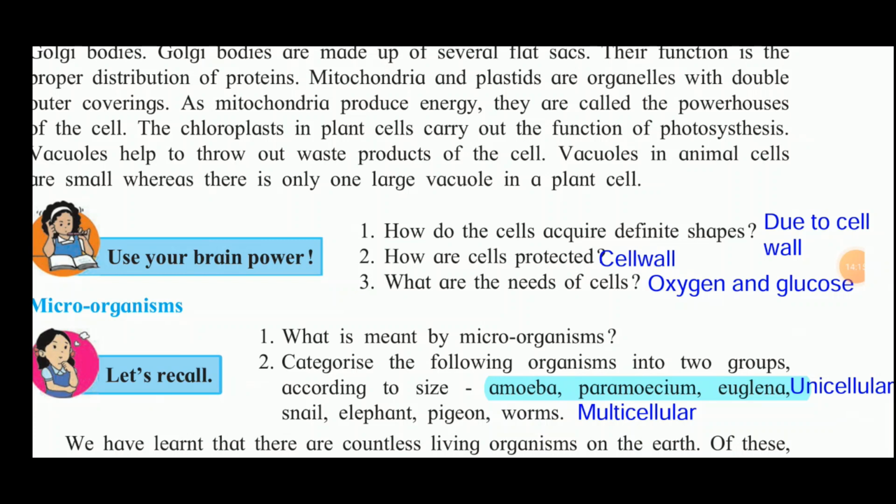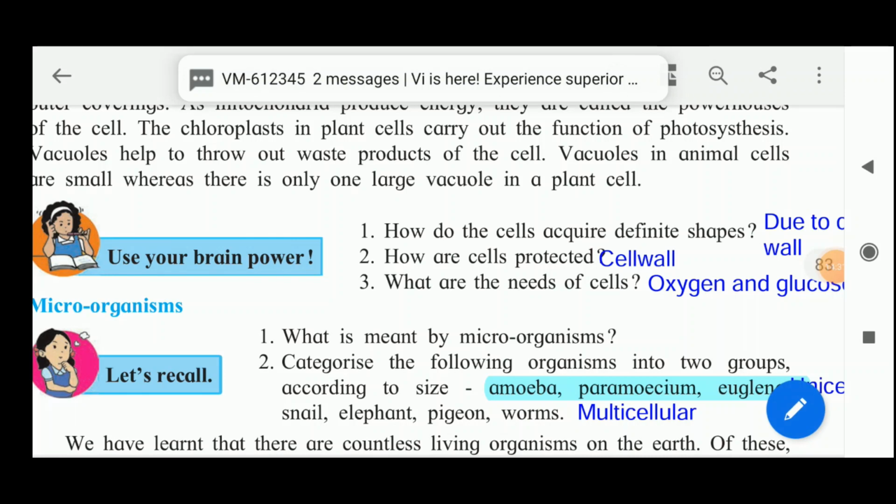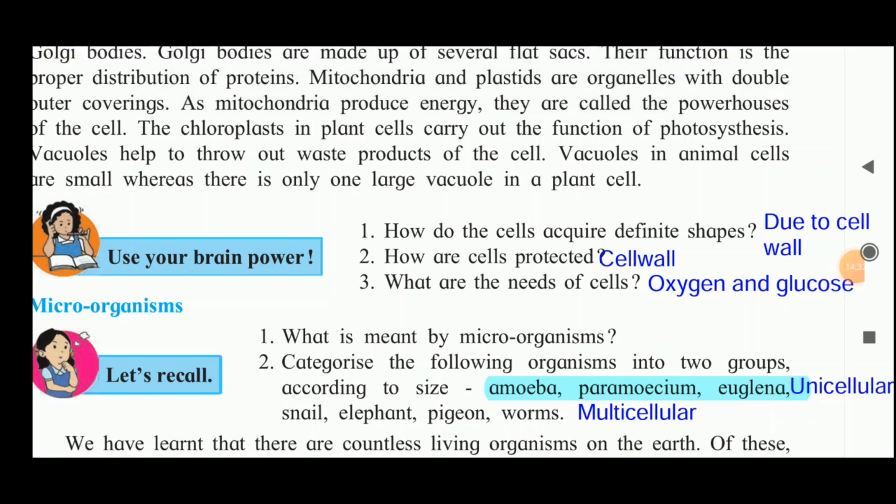Now the question is, how do the cells acquire a definite shape? The cells acquire a definite shape due to the cell wall and the cell membrane. Now how are the cells protected? The cells are protected by the cell wall in a plant cell and the cell membrane in an animal cell. Now what are the needs of the cell? The cell needs oxygen and glucose. Oxygen is required for respiration and glucose for the energy of the cell.